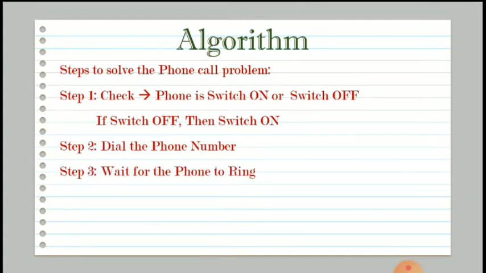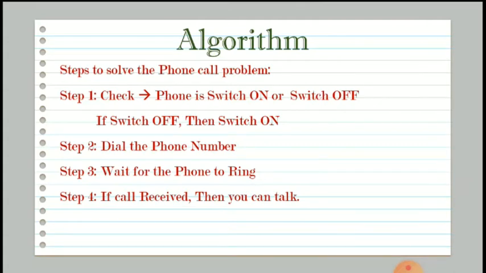The third step is you have to wait for the phone of the person whom you called to ring. The fourth step is, if the phone rings and the person to whom you have called picks up the call, then you can talk to that person. So you can see after these four steps, even if you want to make a call, which looks like a very simple task, you have to follow the sequence of steps.